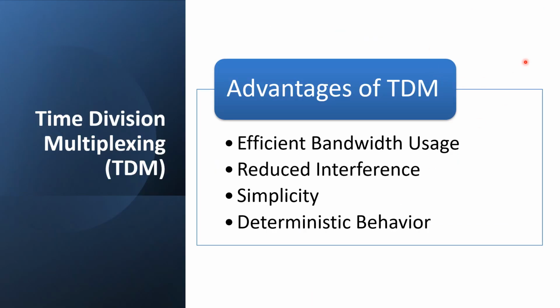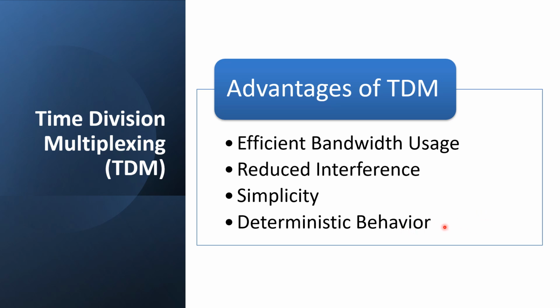The advantages of time division multiplexing are efficient bandwidth usage: it maximizes the utilization of available bandwidth by allowing multiple signals to share the same channel. Reduced interference. Since each signal is transmitted in its time slot, there is minimal risk of interference, ensuring better quality transmission. Simplicity. TDM systems can be simpler to design and implement compared to other multiplexing techniques, particularly in digital communication.